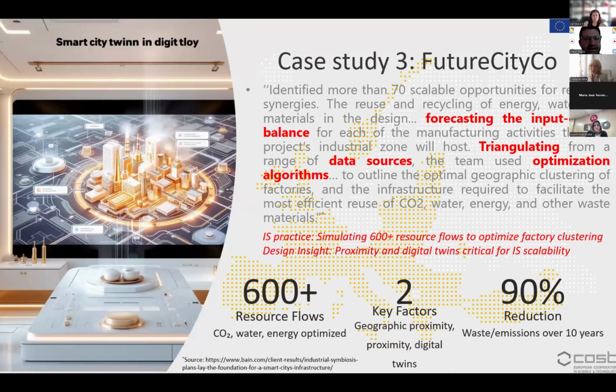And on the other side, the design aspect is related instead to the proximity, geographical proximity, and the digital twins that are critical for industrial symbiosis scalability.